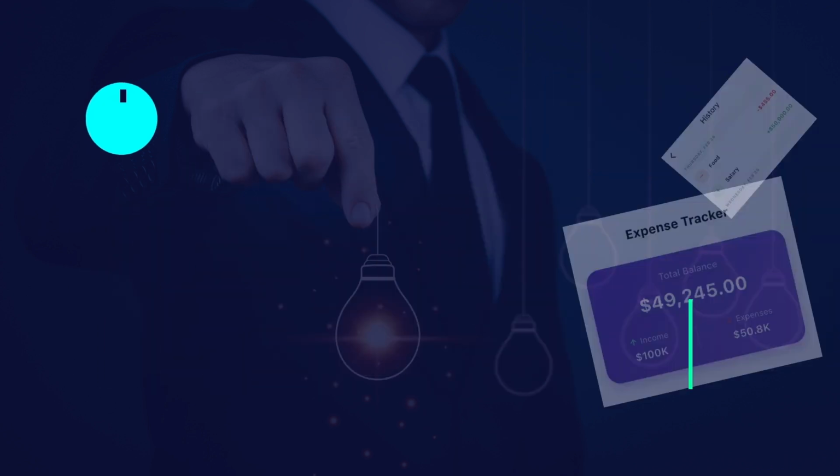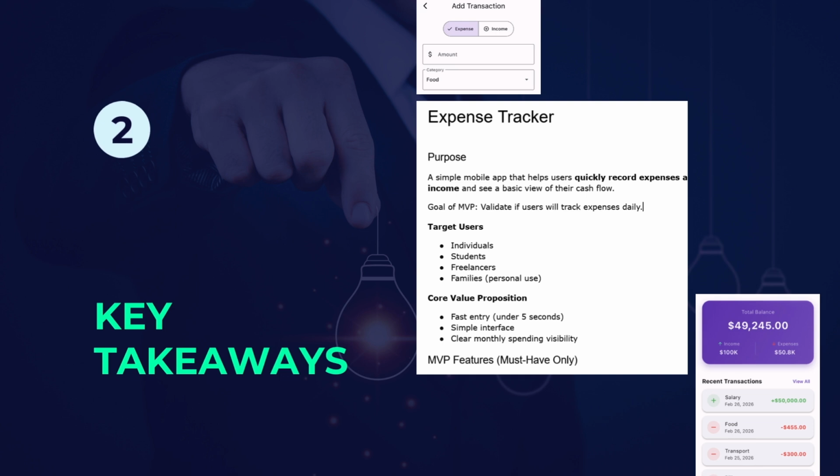Second, the MVP document is everything. The quality of what Antigravity generates depends entirely on the quality of your spec. Good product thinking in, good code out. Vague thinking in, messy code out.